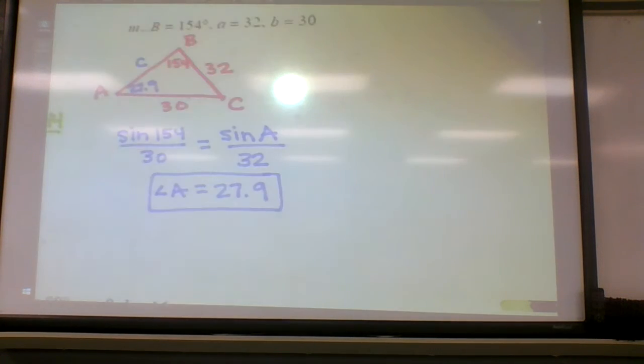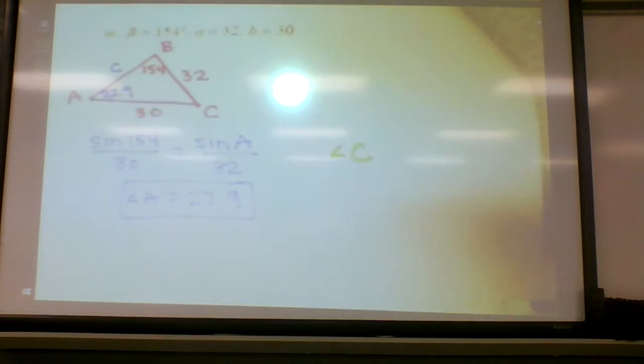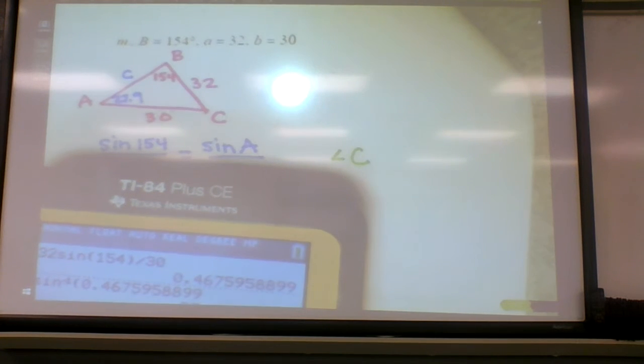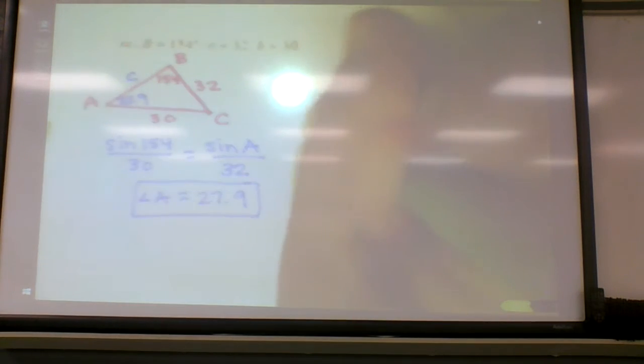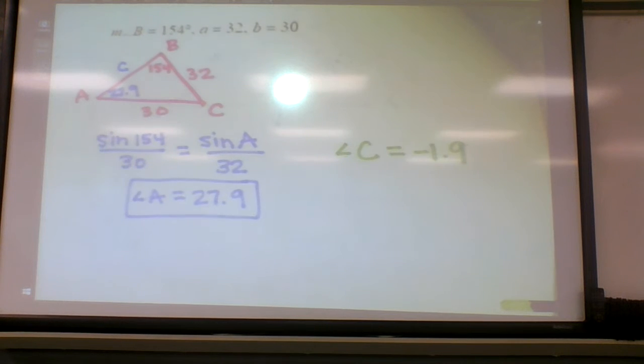So how do you find angle C? Because that's the next one we need, right? Subtract from 180. Yeah, subtract from 180. So we'll do 180 minus 154 minus 27.9. And here's where the trouble comes in, because we get negative 1.9, right? Can an angle be negative? No, not in a triangle, right?